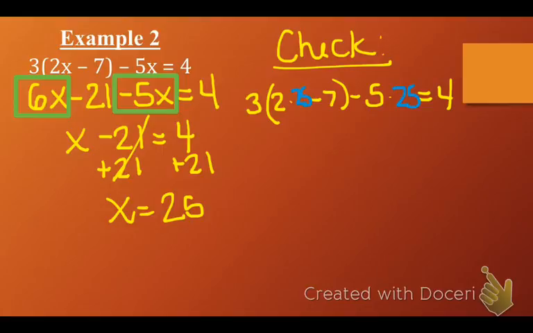So on the left, I have 3 times the quantity of 2 times 25 minus 7. I've got to do what's in parentheses first. 2 times 25 is 50. Minus 7 would be 43. Minus 5 times 25, multiplication stronger than the subtraction, so that'll be 125 equals 4. Then 3 times 43 is 129. Minus 125, I'm checking, does that equal 4? And it does. So that tells me that x equals 25 is the correct solution.